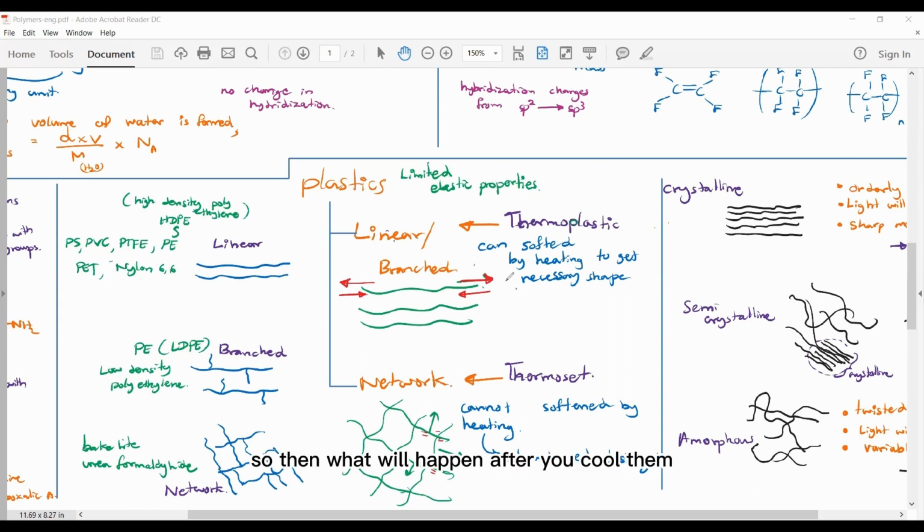So then what will happen? After you cool them, they will not form their bonds again. Because of that, after the polymer bonds are broken, the polymer physical properties are no longer there. Basically, you can't soften them or mold them by heating, and you will destroy their polymer characteristics. So if it is a thermosetting polymer, it should be a network polymer. You just have to memorize this. And if it is a thermoplastic polymer, it should be a linear polymer or a branched polymer. So that's the first idea you have to understand.